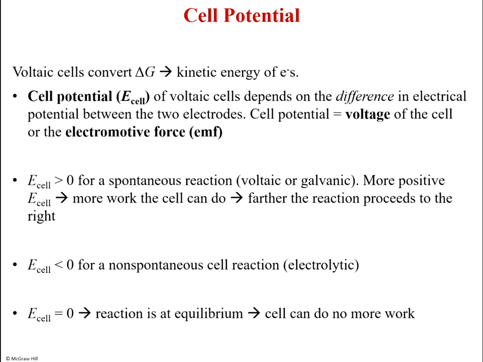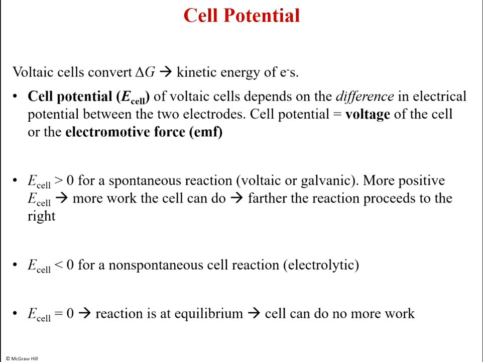The E cell is positive, or greater than 0, for a spontaneous reaction. Remember, delta G is negative for a spontaneous reaction, but E cell is positive, and we'll show an equation for this in our next video. The more positive E cell is, the more work the cell can do, and the farther the reaction proceeds to the right. E cell is negative, less than 0, for a non-spontaneous cell reaction, one for which delta G is positive.